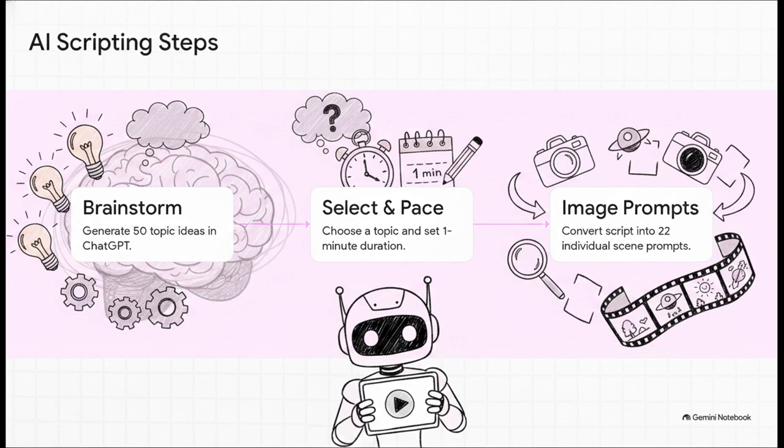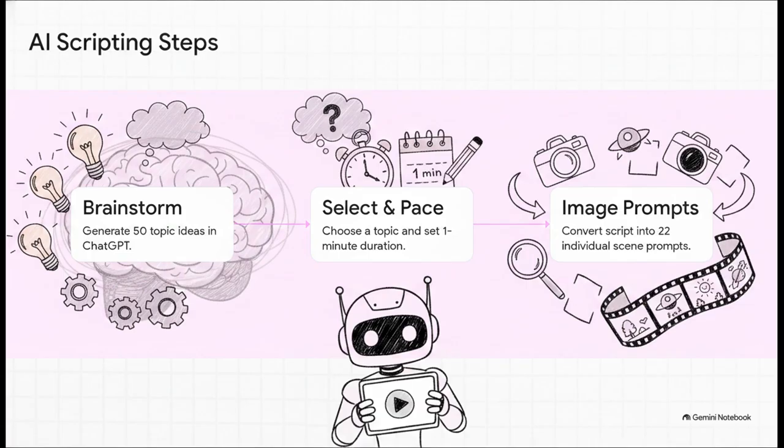First, you ask the AI to act as a brainstorming partner and generate 50 different topic ideas. You browse the list, find the gold, and pick your favorite. Step 2, you tell the AI exactly how long you want your explainer to be, say a tight 1-minute duration for maximum retention. It'll spit out a perfectly paced script.